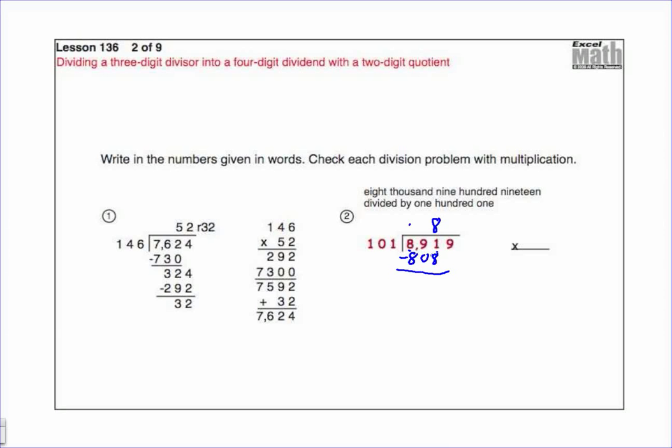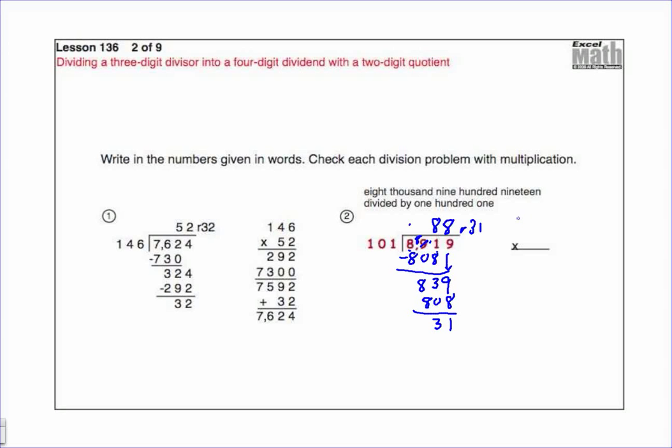I can't do 1 minus 8, so I'm borrowing from that and making it an 8. 11 minus 8 is 3. 8 minus nothing is 8, and 8 minus 8 is nothing. So we've got 83, and then we bring down the 9. Then we do 101 into 839. Again, we know it's going to go in 8 times, which is 808. And 9 minus 8 is 1 and 3, so we have a remainder of 31.